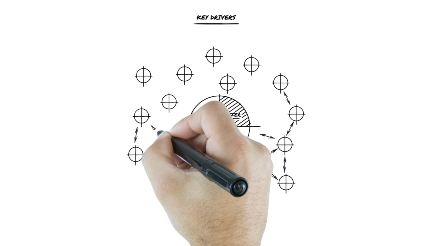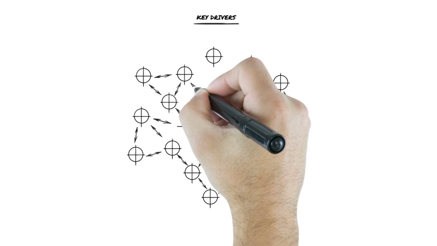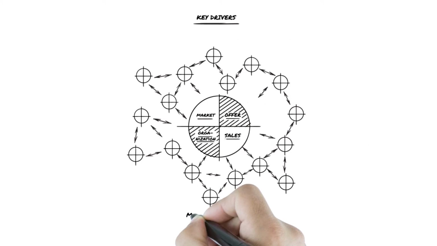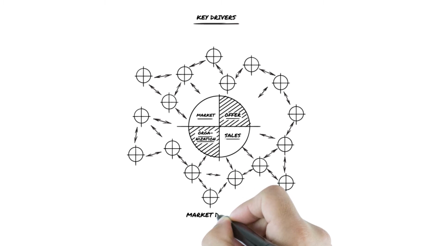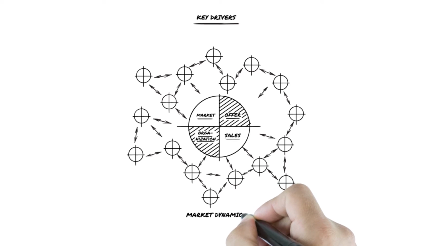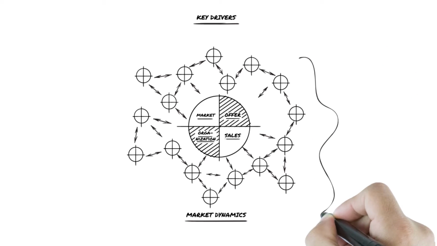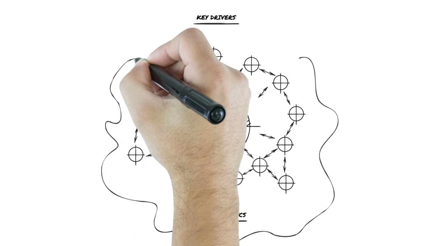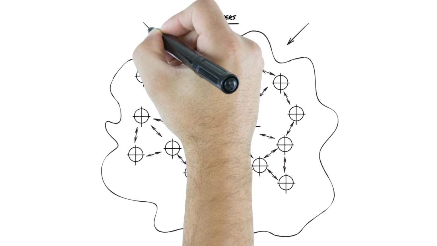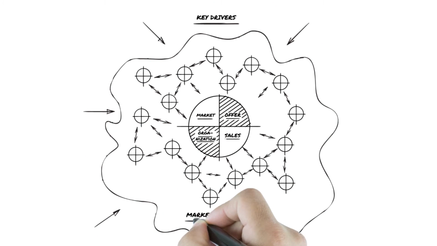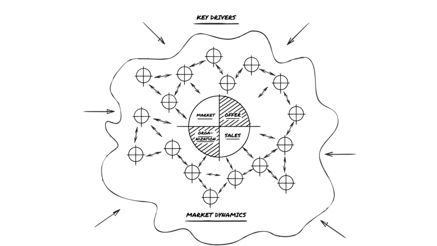And around the organization, we have other organizations. That is what we call the industry. When you analyze your own capabilities, you can also analyze the industry's capabilities and how well you go along with them and can compete or collaborate. And around the industry, you have key drivers.